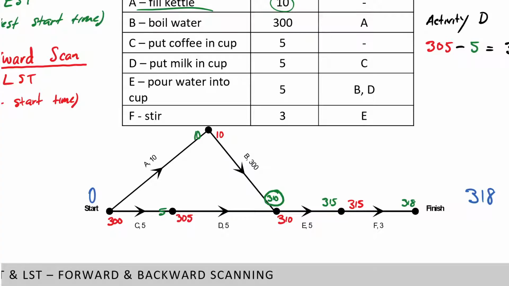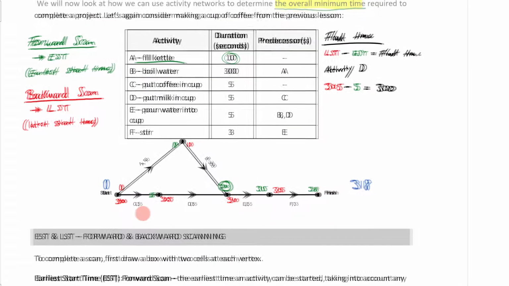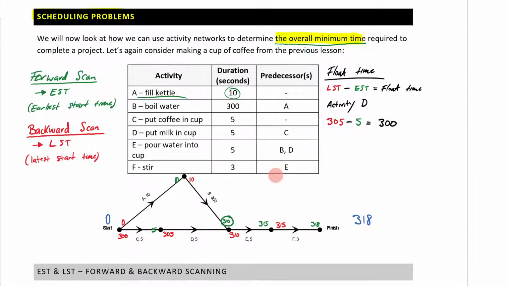We continue on. We now say, all right, we need to do our latest start time for activity A. So we take our latest start time for activity B, we subtract this, 10 minus 10 is 0. And just like that, we have finished our backward scanning. They're all our red numbers, and we've also had a really great discussion on the float time as well. Hopefully all of this has made sense, and we'll continue on now.